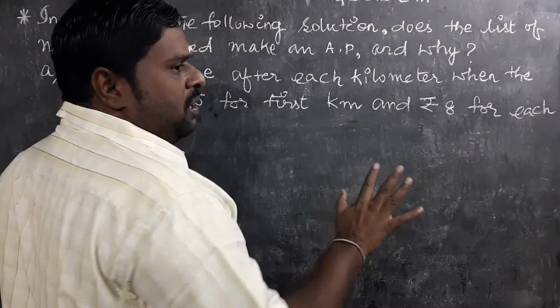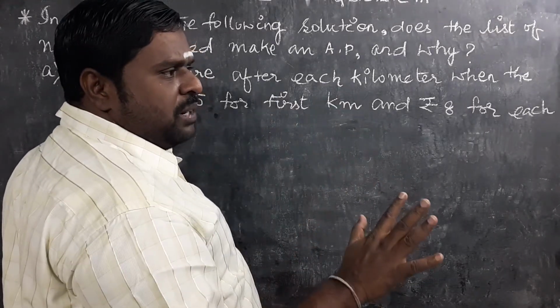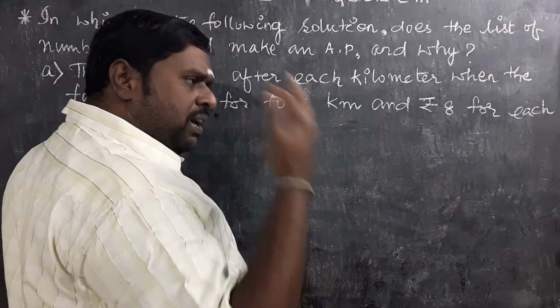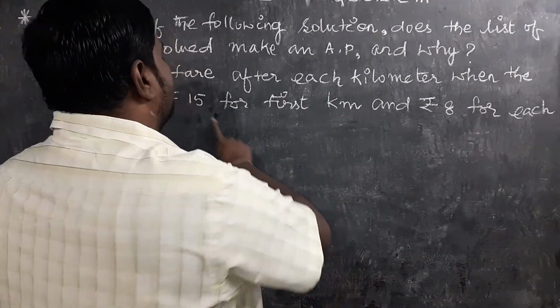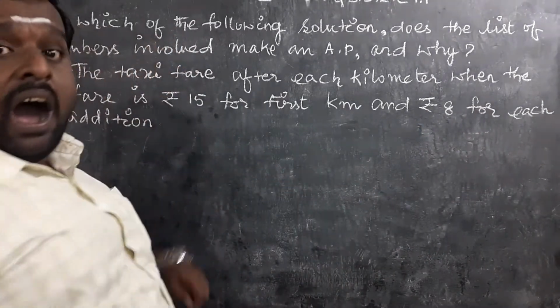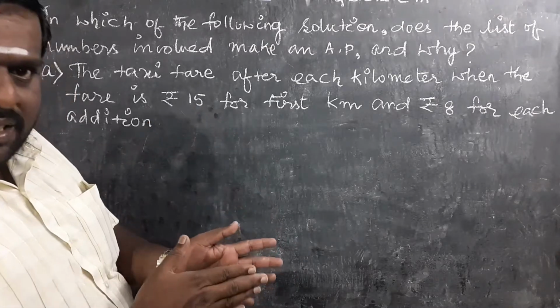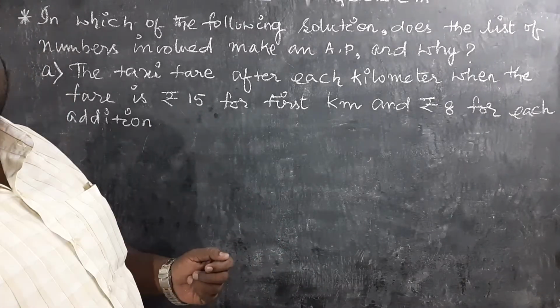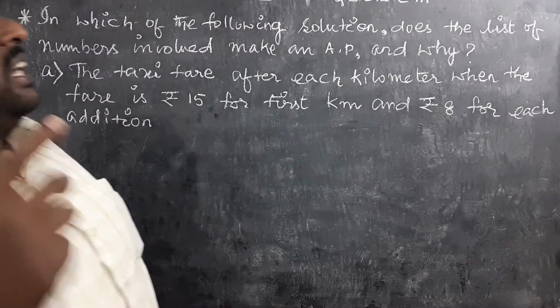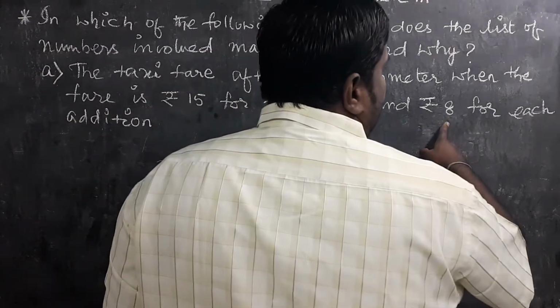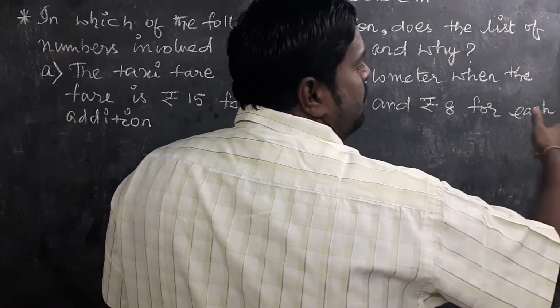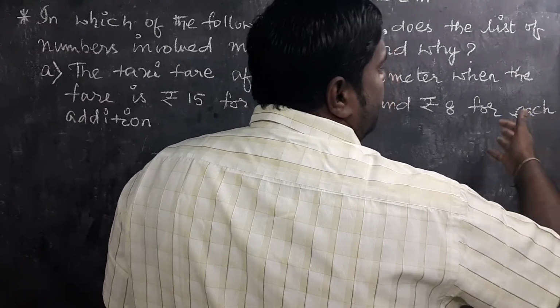For the first kilometer, whether you travel 100 meters, 200 meters, 500 meters, even up to 1 kilometer, it is fixed. It is 15 rupees. After you travel 1 kilometer, for the next kilometer you should pay an additional charge. For the next 1 kilometer, it will be 8 rupees. For another 1 kilometer, it will be 8 rupees. For another 1 kilometer, it will be 8 rupees.